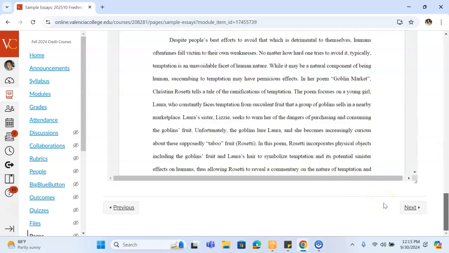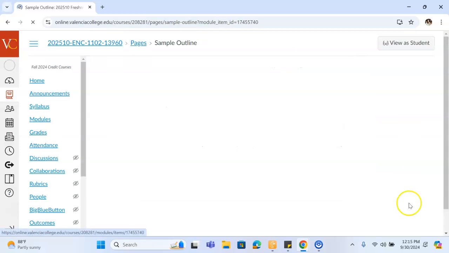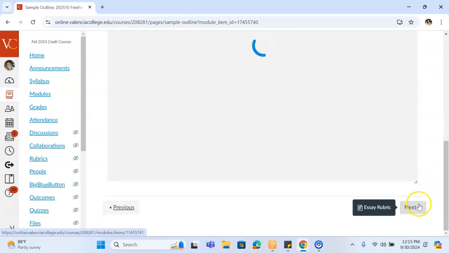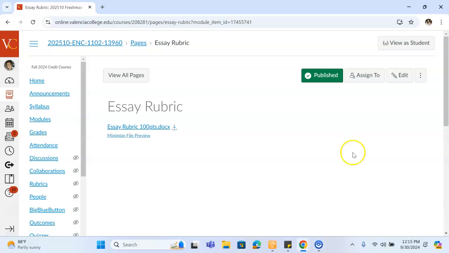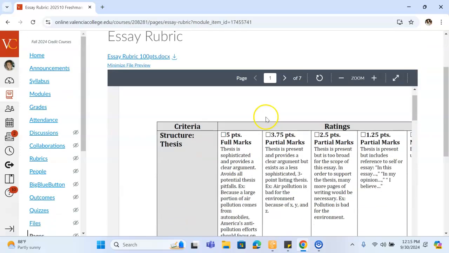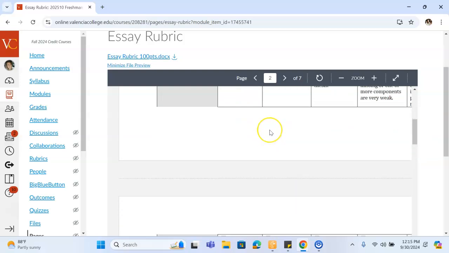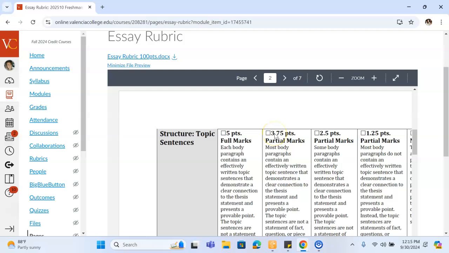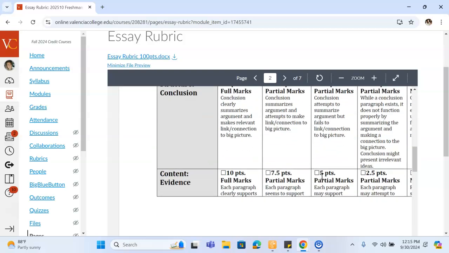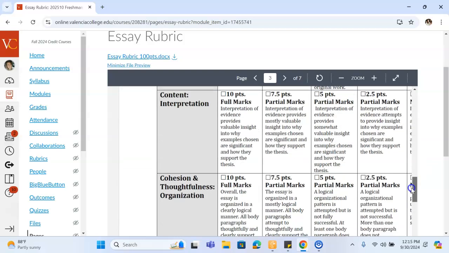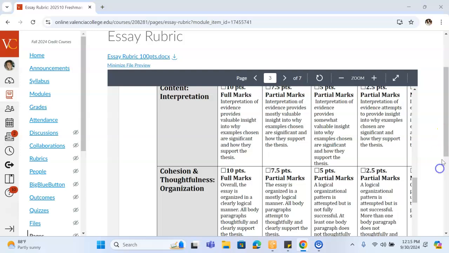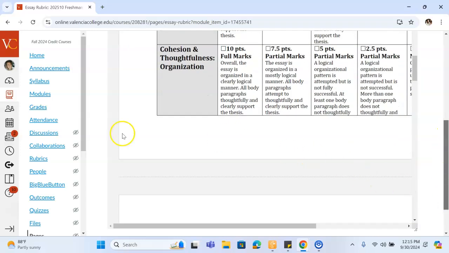I would encourage you to have a look at those. I've also provided you a sample outline, which we will look at when we get closer to the outline. And then I've provided you an essay rubric so that you can see how grading will work. It's a 100-point rubric, whereas yours is only a 15-point rubric, but the weight of each category, as well as the categories that are presented, will remain the same for your particular essay. So what's here is ultimately how you will be evaluated.